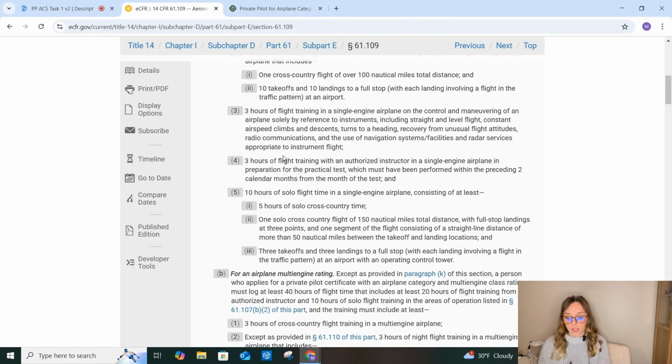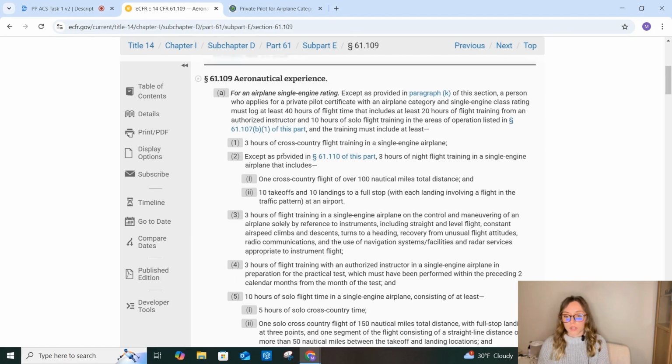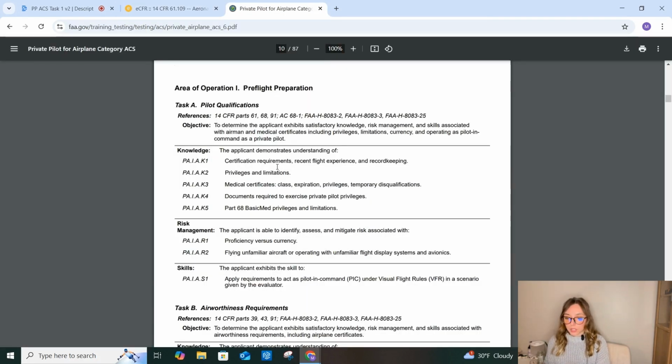3 hours in general need to be made within the preceding 2 months. You need 10 hours of solo, 10 hours solo cross country. One of those cross countries needs to be a triangle: 50, 50, 50, straight lines, and then 3 takeoffs and landings to a full stop at an airport with an operating control tower. So that is 61.109. I believe that wraps up certification requirements. We'll discuss recent flight experience next.